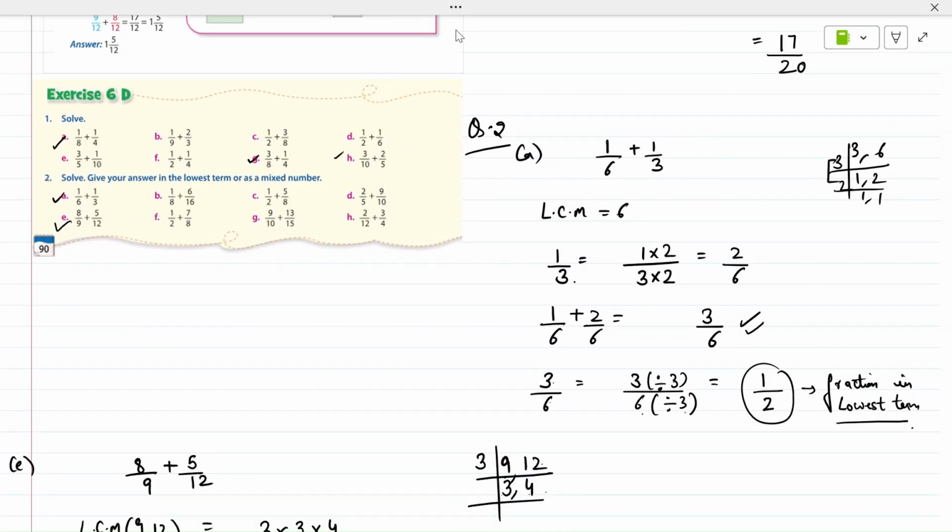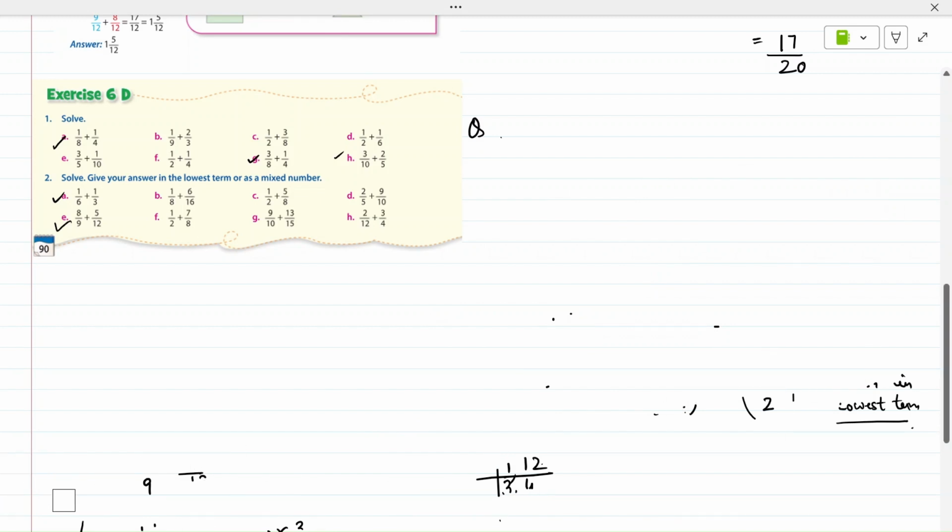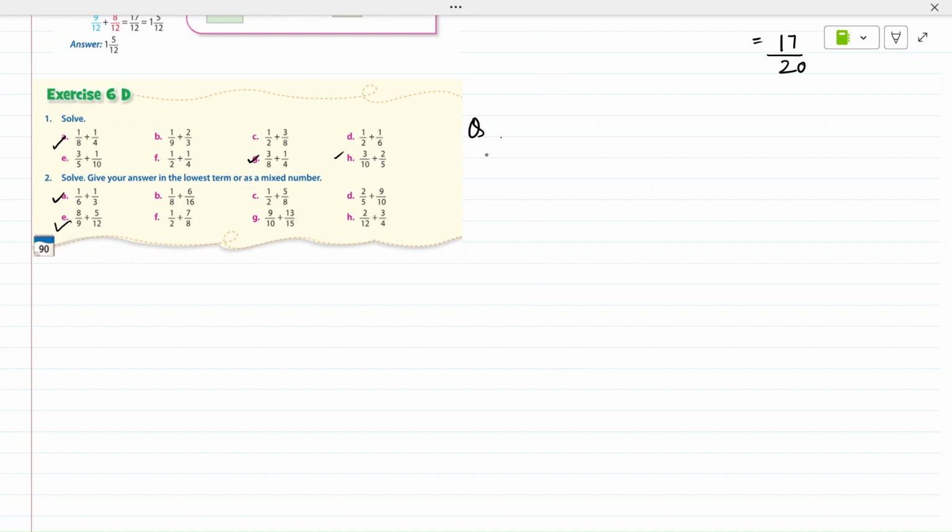So let me do one more question for you kids, and the rest of the questions will be homework for you. Okay. So here, let me pick G part. Let me just erase it fast. And in G part, we have 9 by 10 plus 13 by 15.